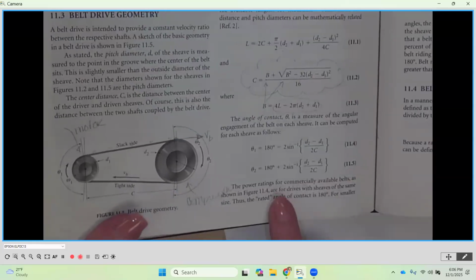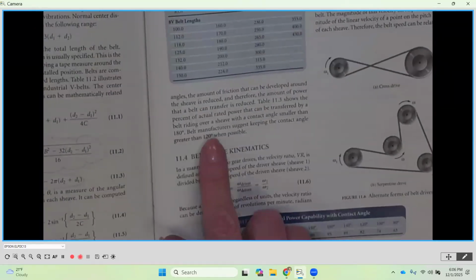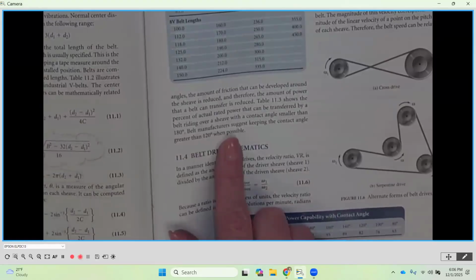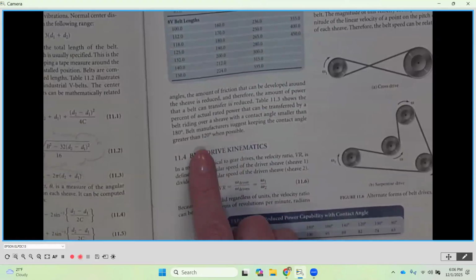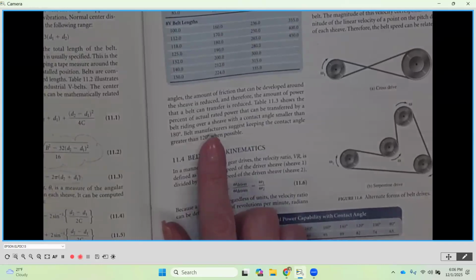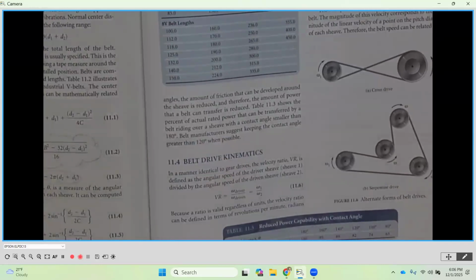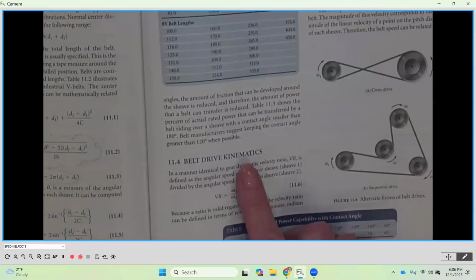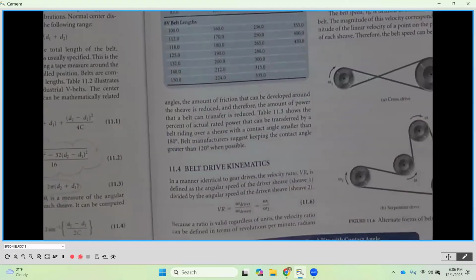At the end, if we look at the next page, the very bottom here, it says belt manufacturers suggest keeping the contact angle greater than 120 degrees, when possible. Now, that is what belt manufacturers suggest. You want to know what your specific manufacturer requires for their design when you're actually specifying it out in the field. But you want to be sure when you calculate your theta 1 and theta 2 for any applications you have for the homework, that it is going to be greater than 120 degrees.